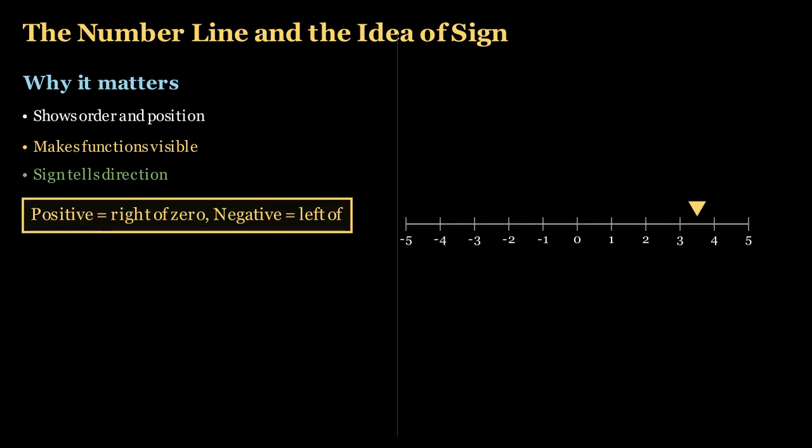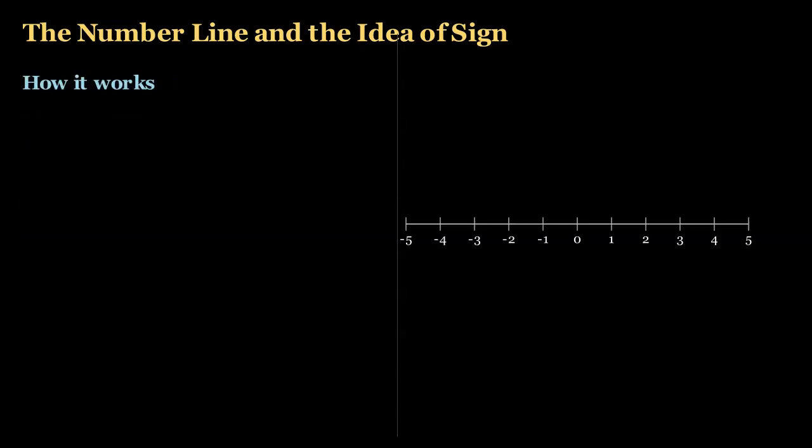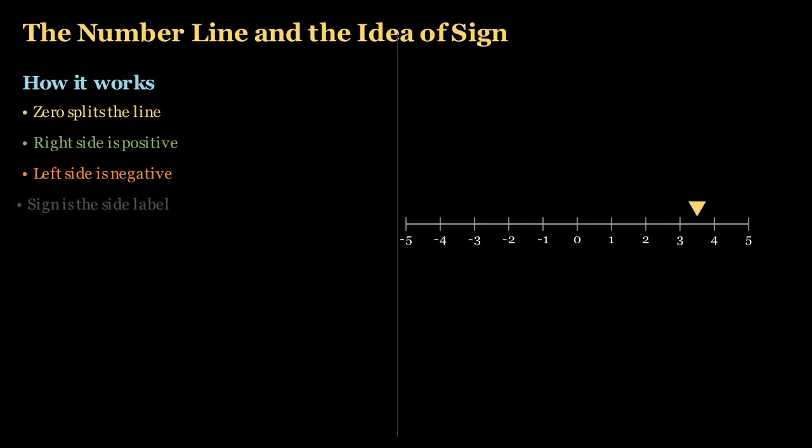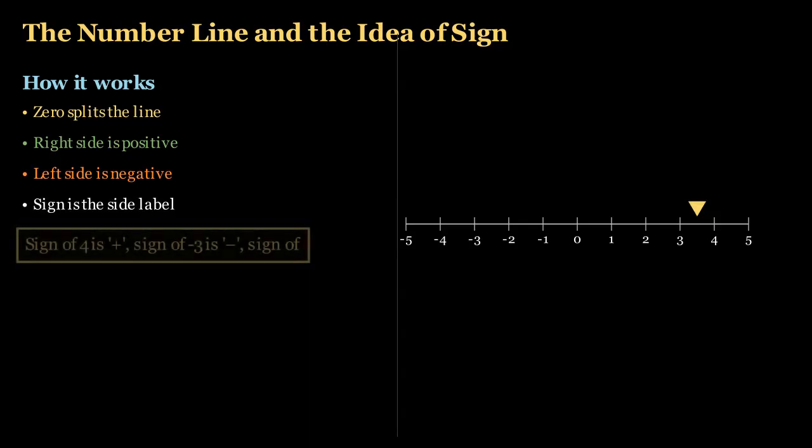Let's build this from something simpler, a ruler. A ruler starts at 0 and goes only one way. The number line just extends that ruler in both directions. We take 0 as the neutral point, it has no sign, it's neither positive nor negative. Then we agree, every number to the right of 0 gets a plus sign, whether we write it or not. Every number to the left gets a minus sign. The sign isn't a separate thing, it's just the name for which side of 0 the number lives on.